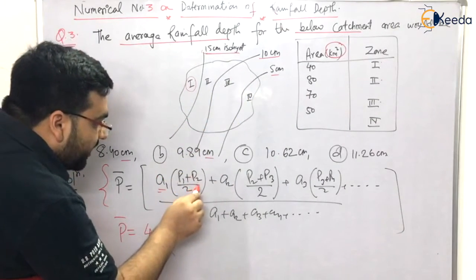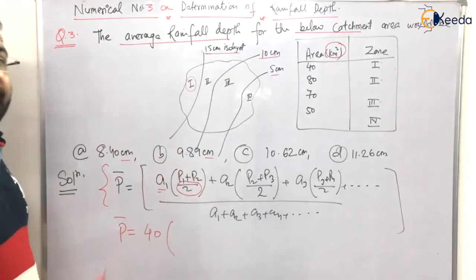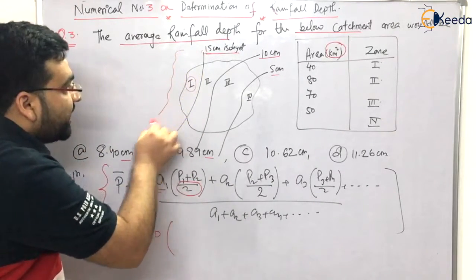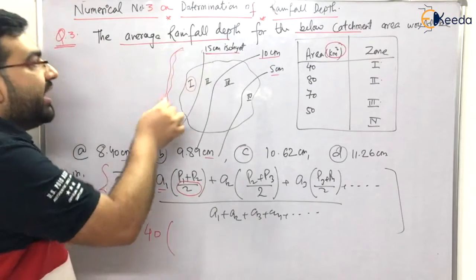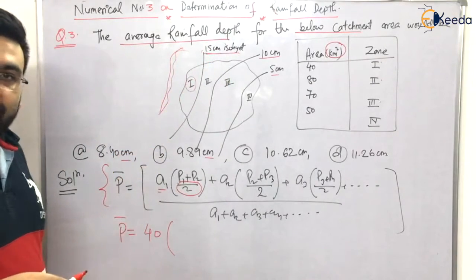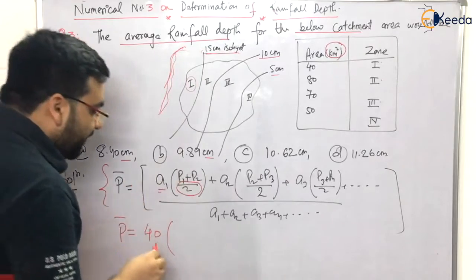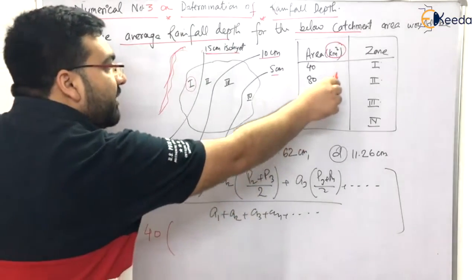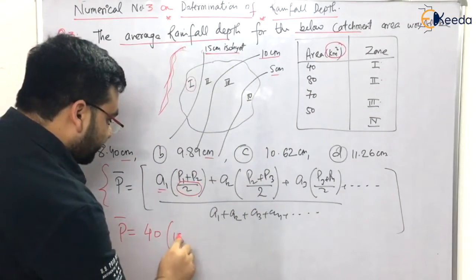And there will be no P2. This will not be there, right? Because there is no such other isohyet. If there would have been another isohyet, we would have taken the average of the two, right? But there is no such isohyet. So what we will do is 40 into P1. P1 is how much? 15 centimeter.